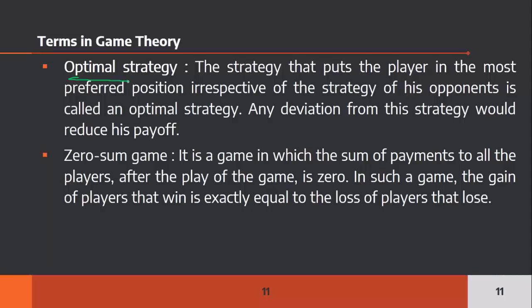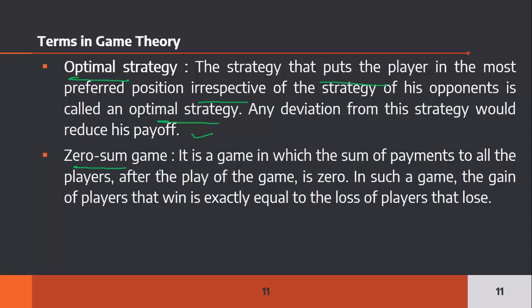The next term is optimal strategy. To get the maximum win and minimum loss, or the opponent's maximum loss and minimum win, we have to act with an optimal strategy. So the strategy that puts the player in the most preferred position, irrespective of the strategy of the opponent, is called the optimal strategy. Any deviation from this strategy will reduce his payoffs.